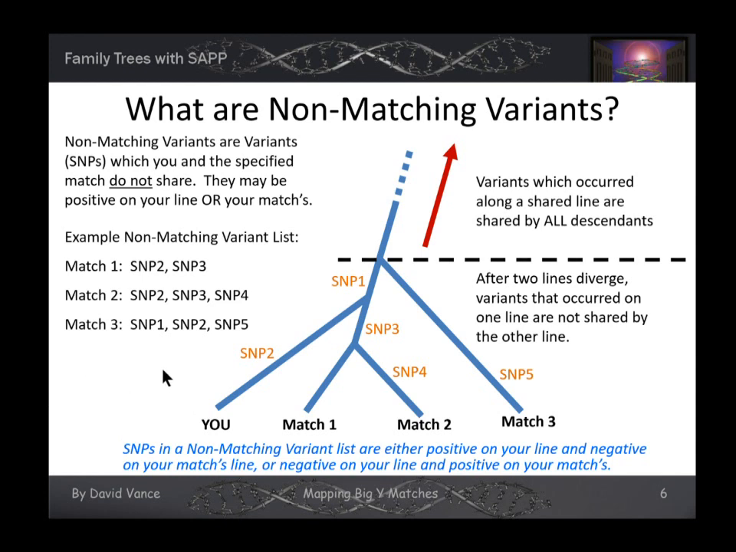So the idea is that you and your matches, in this case match 1, 2, and 3, have branched off of a common line somewhere in your history. It may be 100 years ago, it may be 500 years ago, it may be 10,000 years ago. You don't know that yet.